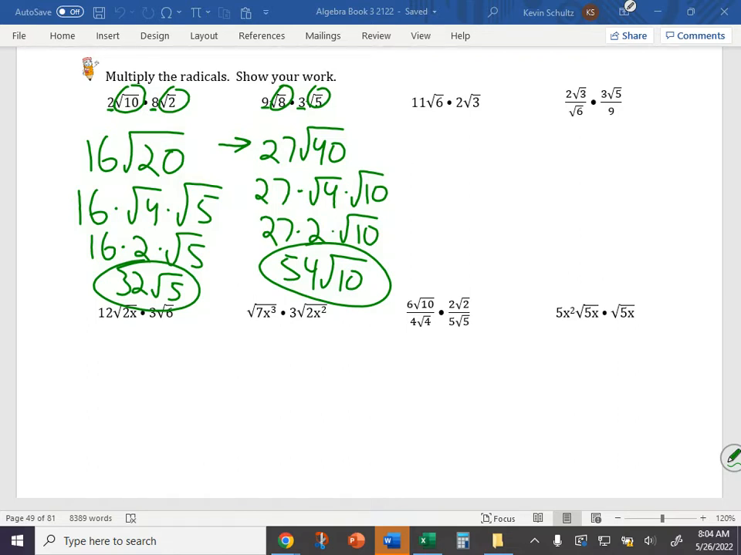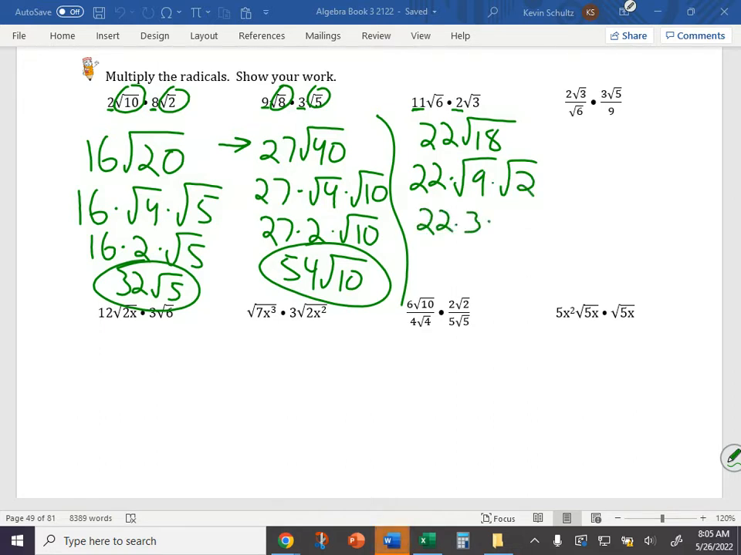Okay. Next one. Who wants to walk us through that? Sophie. 11 and 2 is 22. Yup. 6 and 3 is 18. Okay. Root 18 is root 9 times root 2. Root 9 is 3. 22 and 3 is 66. And so 66 root 2 would be our final answer.